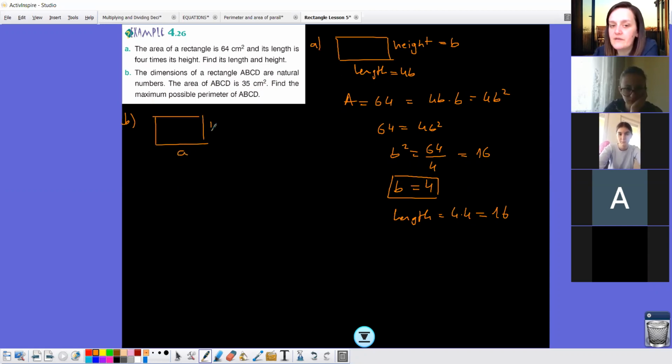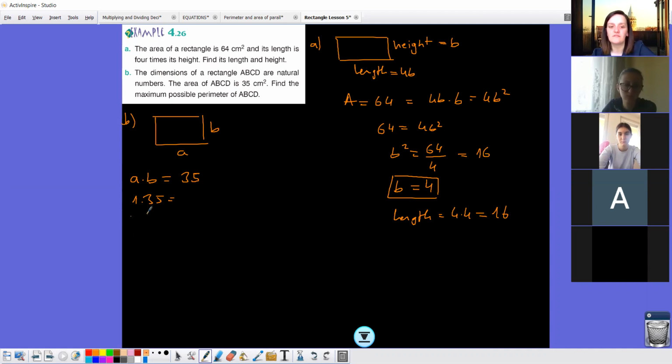So if we have A, B, A times B is equal to 35, and it says that A and B are natural numbers. Which numbers can give you 35? 1 times 35, and 5 and 7. Teacher, 5 will be B and A will be 7.